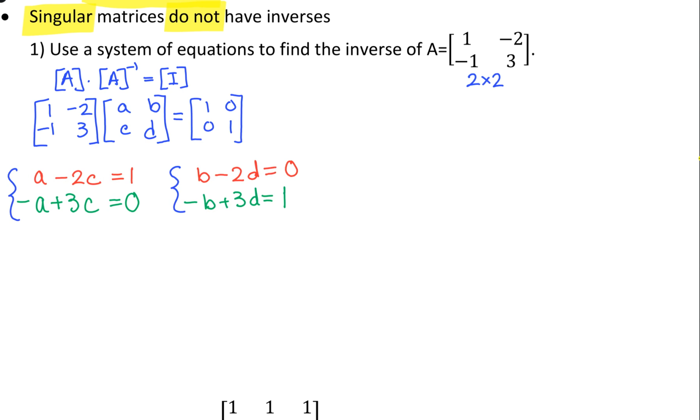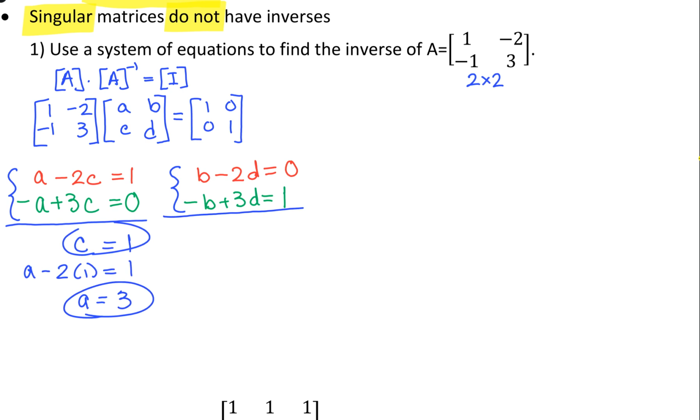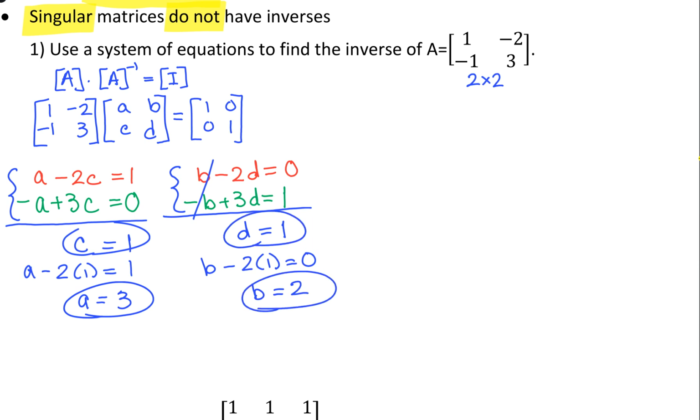Now I can use what I know for solving systems of equations, whichever way I want. This looks pretty simple. If I just add these 2 equations together, I can cancel the A's, and I'm left with C is equal to 1. Then I can plug C in: A minus 2 times 1 equals 1, and so A is going to equal 3. For my second system, I add those 2 equations together, my B's will cancel, and I'm left with D is equal to 1. Then I plug D into my first equation: B minus 2 times 1 is equal to 0, so B is equal to 2. Now I've found all 4 of my variables.